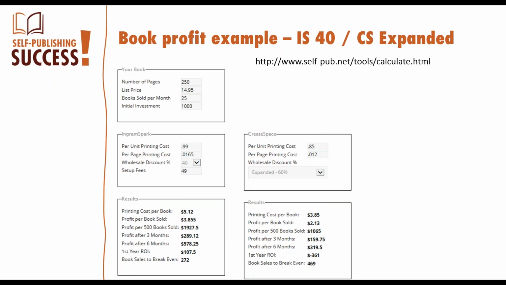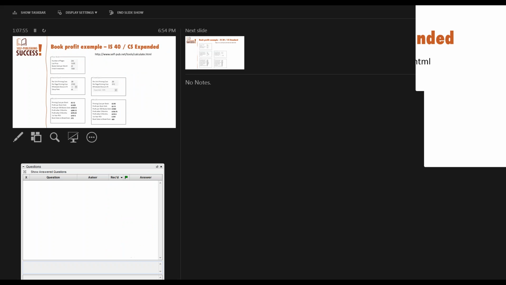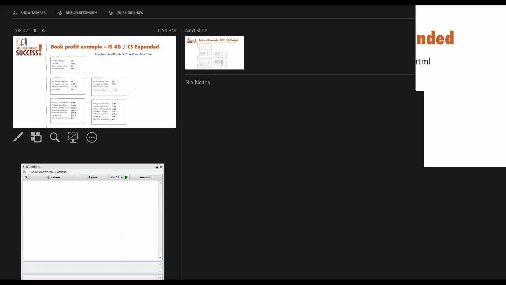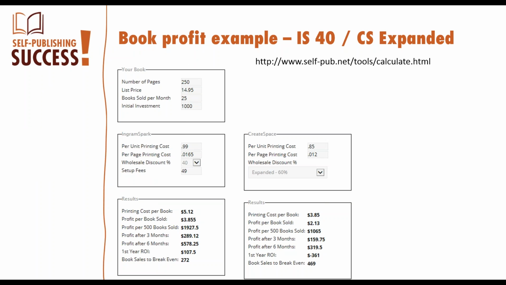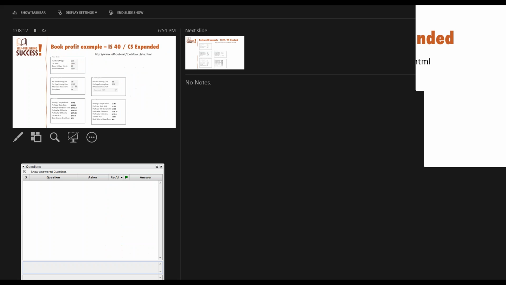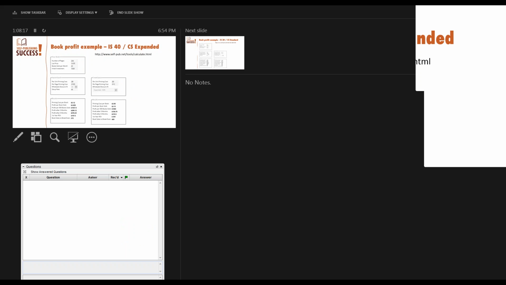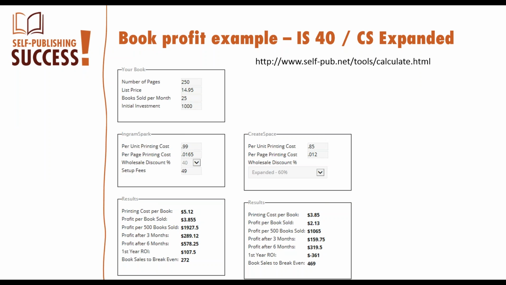This is using Ingram Spark at 40% wholesale discount and comparing it to CreateSpace expanded distribution at 60%. The example I'm using is a 6x9 black and white book at 250 pages, and we're going to say the list price of the book is $14.95. Let's estimate that you're going to sell 25 printed books per month, and you invested $1,000 to get your book published. So if you look at Ingram Spark, the printing cost per book here is going to be $5.12.